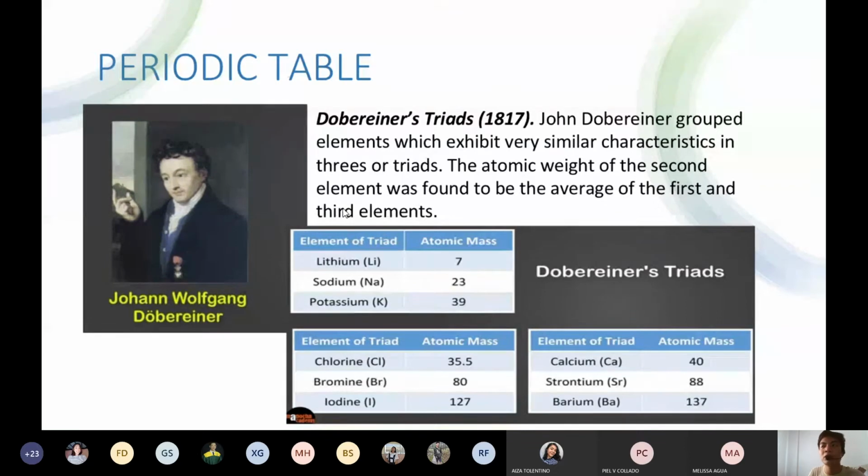They have the same properties with this triad. So I should place it, di ba? Okay, so yun. Habang dumadaming elements, hindi na nag-work yung triads kasi sumusobra na siya from its original purpose, no? Hindi na siya magiging triad, no?